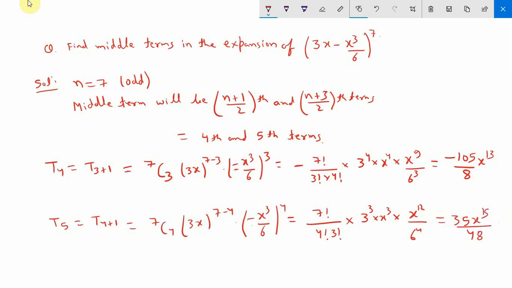So the middle terms are, what are our middle terms? Minus 105 x to the power 13 by 8 and 35 x to the power 15 by 48. So let's clean this, then we will solve another problem.